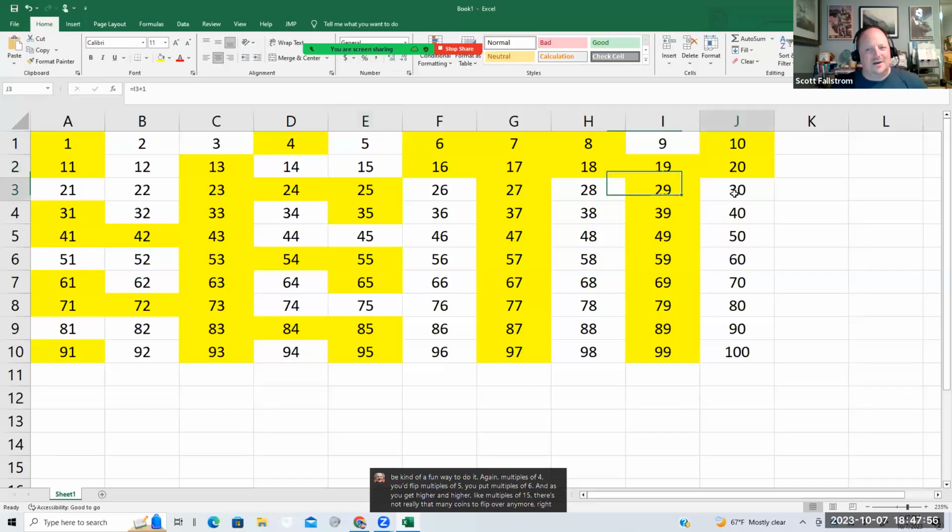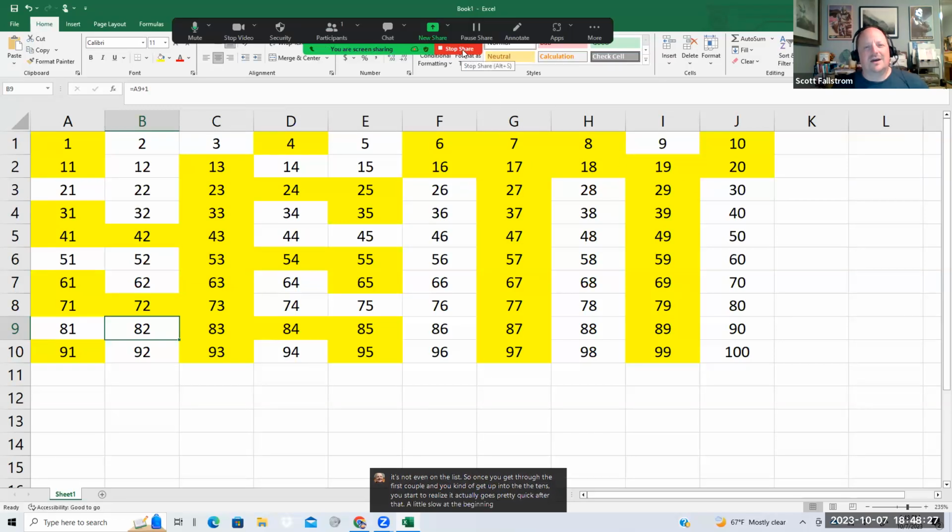It's 15, 30, 45, 60, 75, and 90. And that's it. So there's only like 4 coins to flip over. And as you keep getting higher and higher, you'll realize there really isn't that many coins to flip over anymore. If you did 41, so 41 takes their hat off. 41 plus 41 would be 82. The next number would be 123. So it's not even on the list. So once you get through the first couple and you get up into the tens, you realize it actually goes pretty quick after that. It's a little slow at the beginning, but it's pretty quick after that.